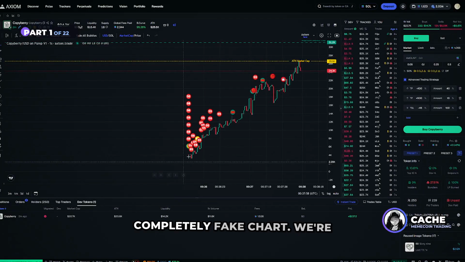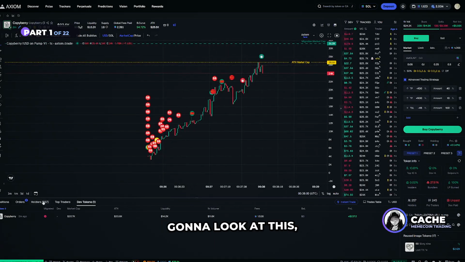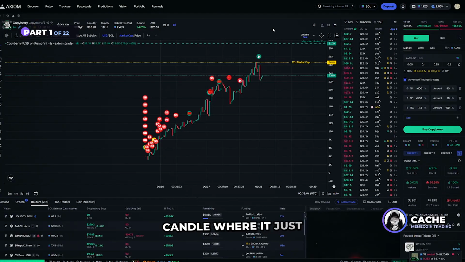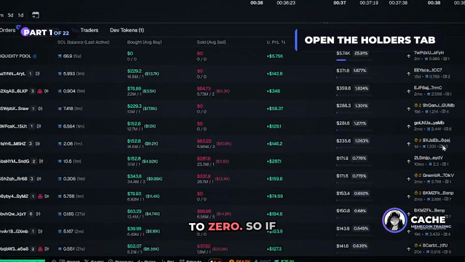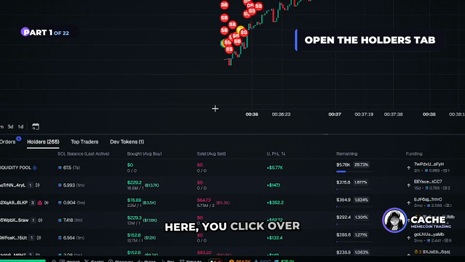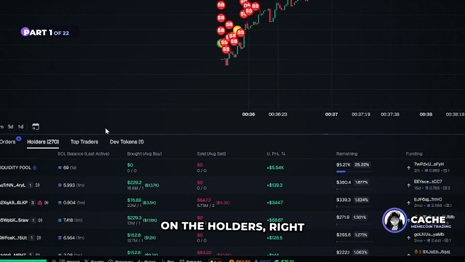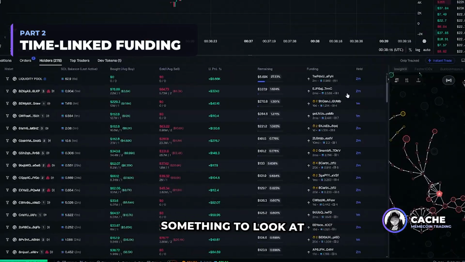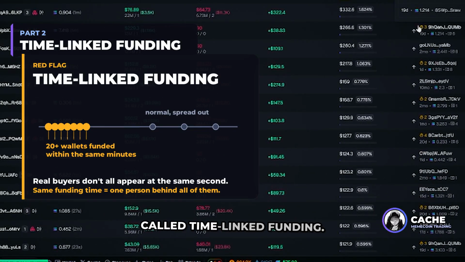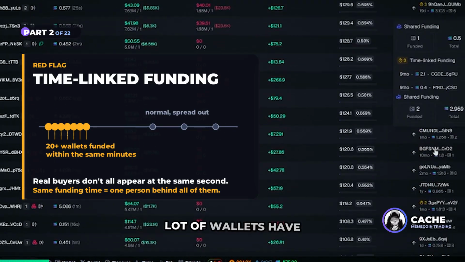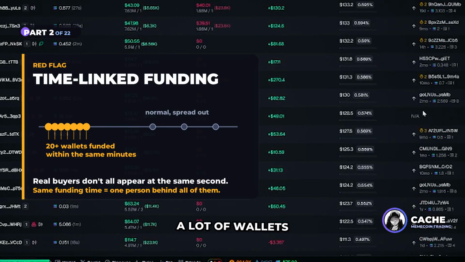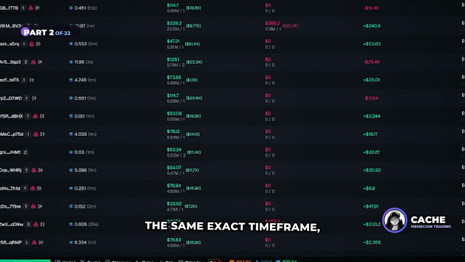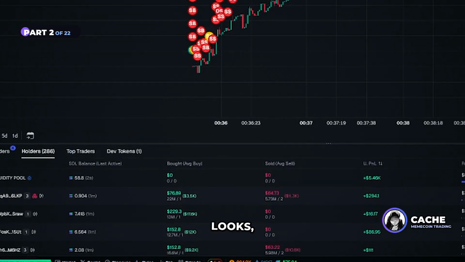But this is a completely fake chart. We're going to look at this and explain all of the negative things about it before you'll see a candle where it just drops straight down to zero. So if you go over here, you click over on the holders right over here, you can start seeing all the holders, right? Something to look at right here. This is called time linked funding. If you see a lot of wallets have that, that means there's a lot of wallets that were made in the same exact time frame, and it's not good.